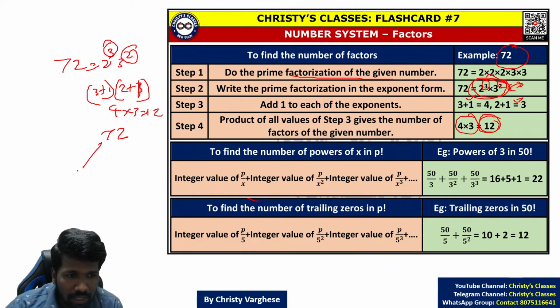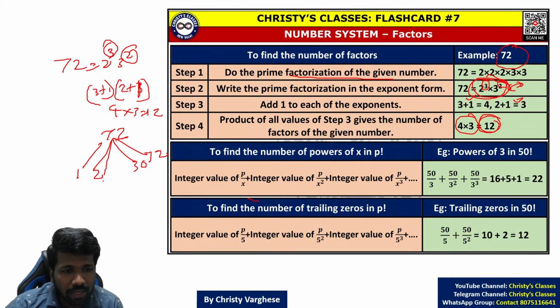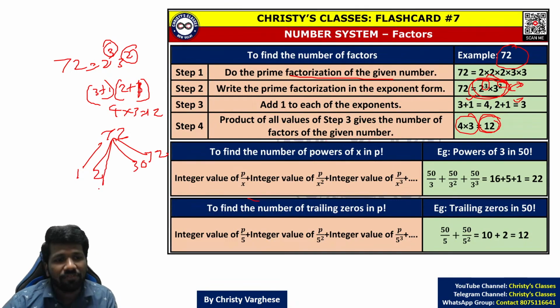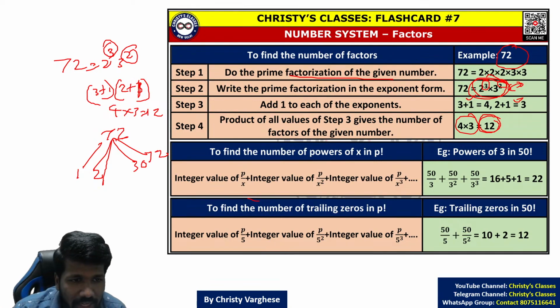If you want, you can see here, 1 into 72 is 72. 2 into 36 is 72. In pairs, you can write, then you will not miss any factor. Is it divisible by 3? Test of divisibility we will discuss. If the sum of digits is divisible by 3, the number is also divisible by 3. So 72 is divisible by 3. So 3 into 24 is 72. 4 into 18 is 72.